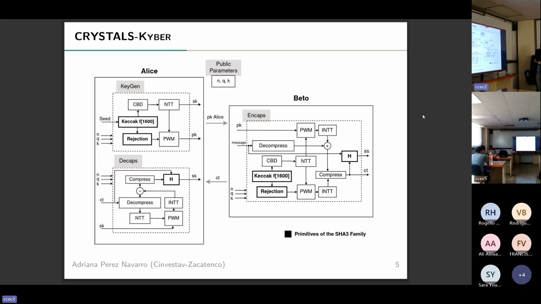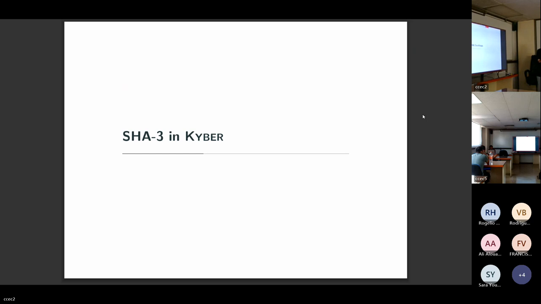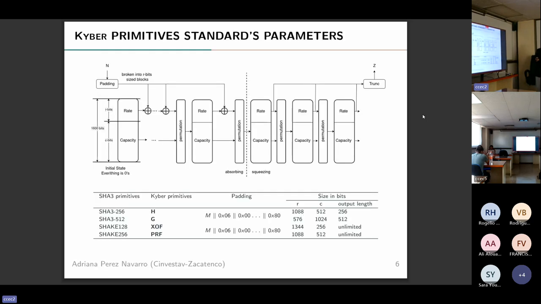Like Chatre, Rejection, and Edge. Chatre in KYBER. CRYSTALS-KYBER uses four primitives of Chatre's family: two hashes and two extendable output functions. This last one, in contrast with the hashes, has unlimited output length. For this, the four primitives use the same sponge function, like we can see in the diagram.